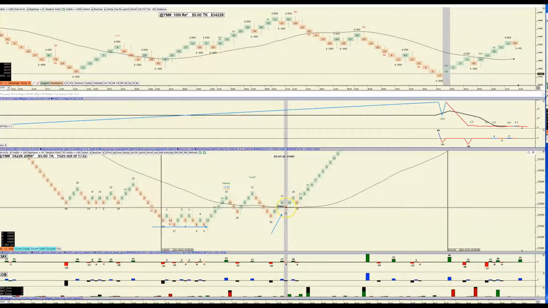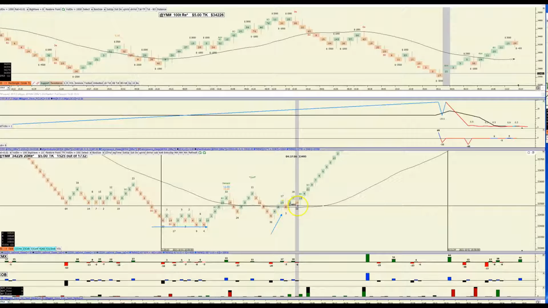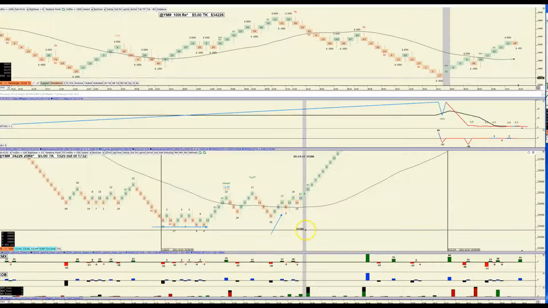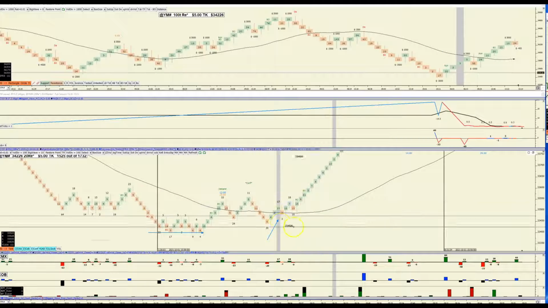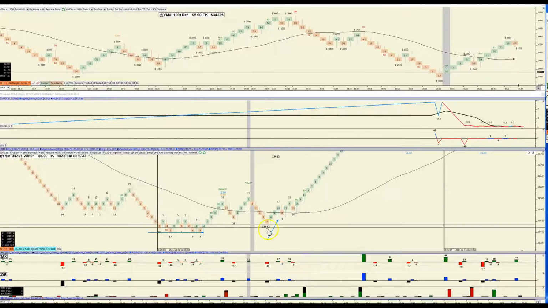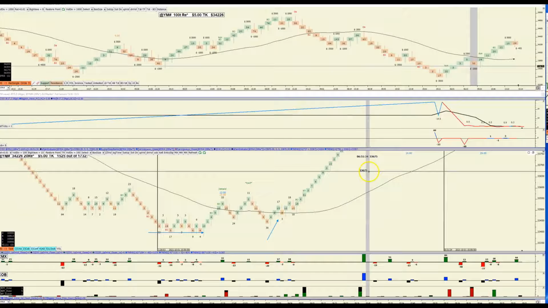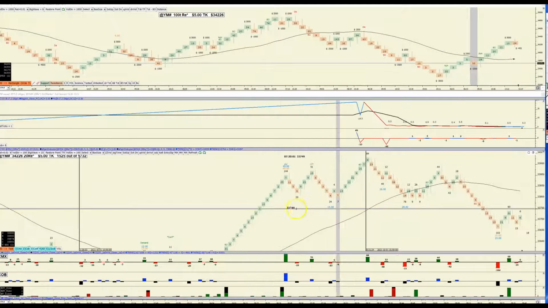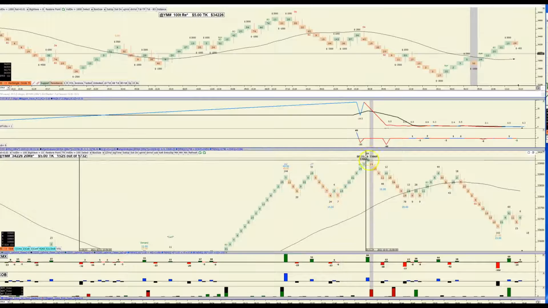Why? Because in terms of distance, it's only 1 brick. In terms of volume, it's what? 2 and 9. And the up waves have more volume, 17 and 18. So here is the critical point where you could say that the market is on the springboard to enter markup. All right, and then after that, it does enter markup.